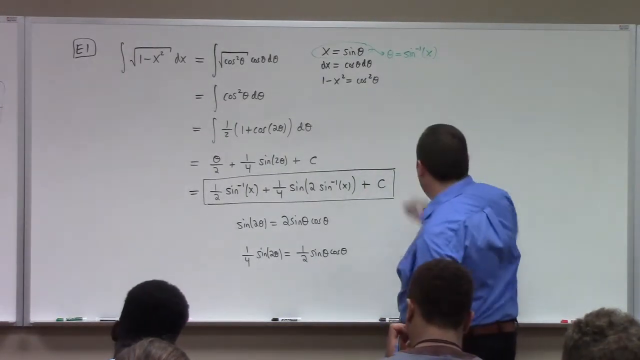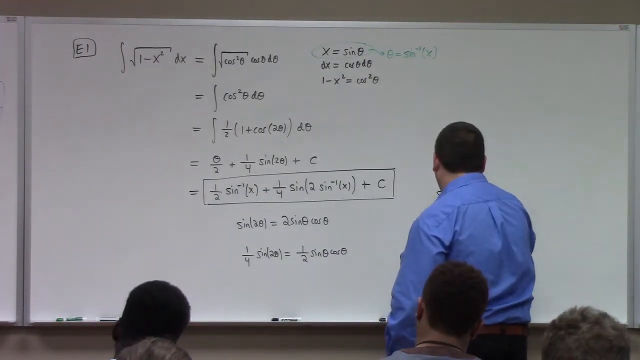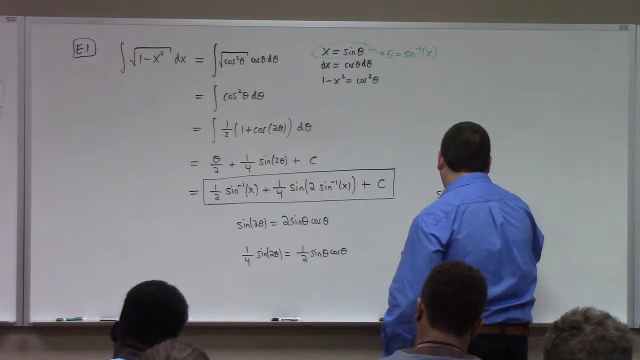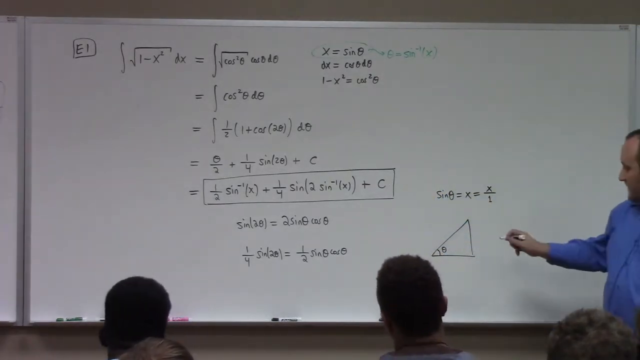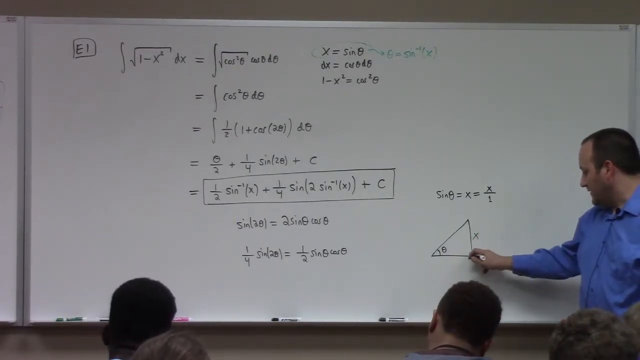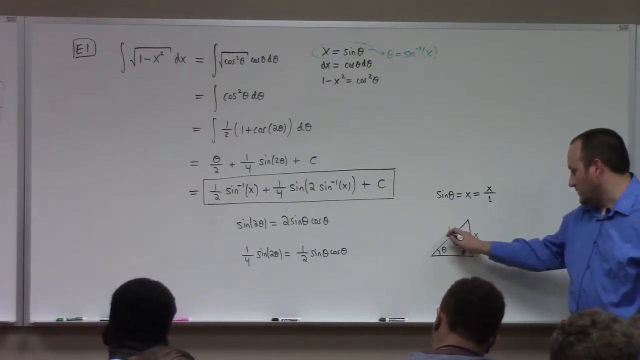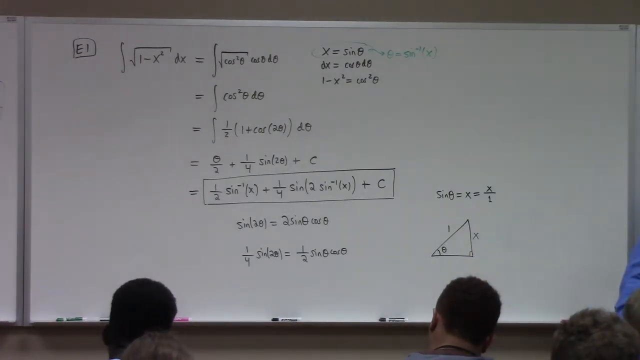So sine theta is equal to x, right? But x is x over 1, right? So think of x as being the opposite side of the right triangle, right? And the hypotenuse is 1. What else is in this right triangle? What's the adjacent side?